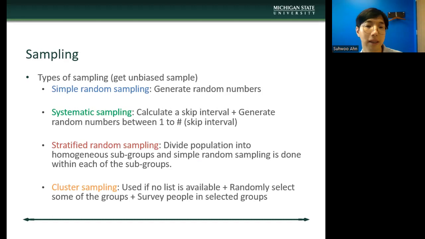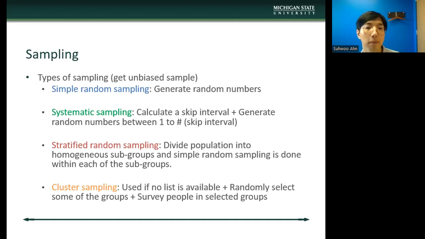The last one is cluster sampling. Cluster sampling is used if we don't have a list of people, or when we cannot get a list of everyone in the population. In this case, researchers conduct cluster sampling, in which they randomly select some of the groups. So we randomly select groups, clusters, or blocks. Then, in each selected group, cluster, or block, researchers survey all people. This is how cluster sampling works.